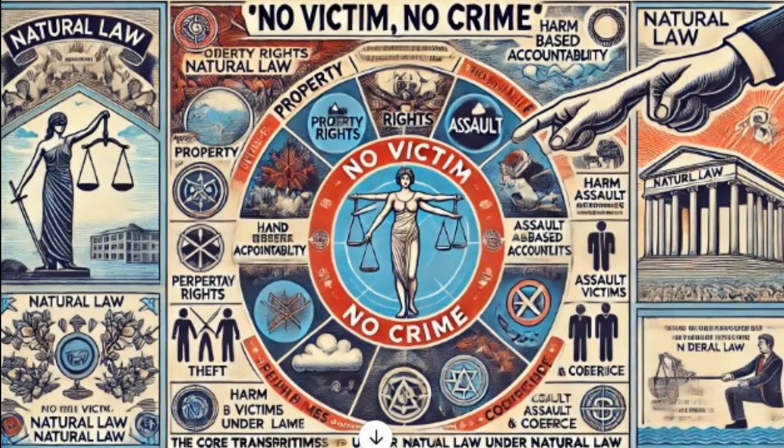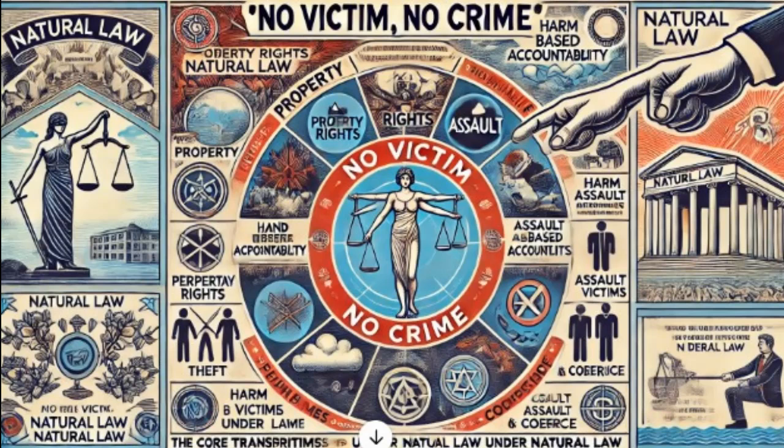Implications for civil and criminal actions. Under natural law, corporations, as fictitious entities, cannot be considered victims in the same way as living individuals. True crimes necessitate a living, harmed party, which implies that corporate-based enforcement actions may not align with the no victim, no crime standard when they target individuals without actual harm to others.